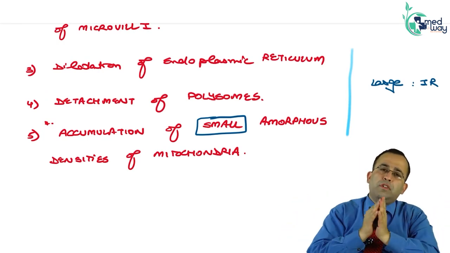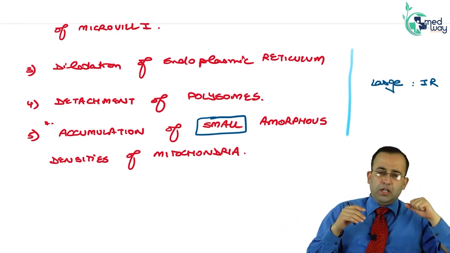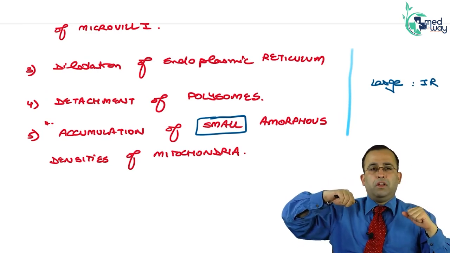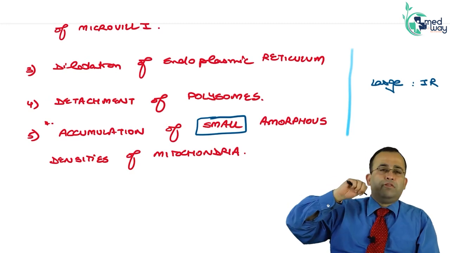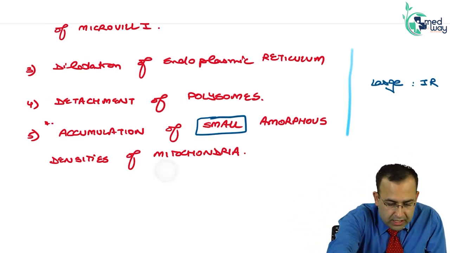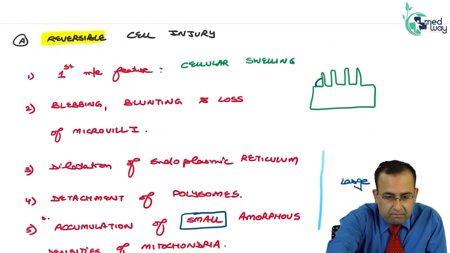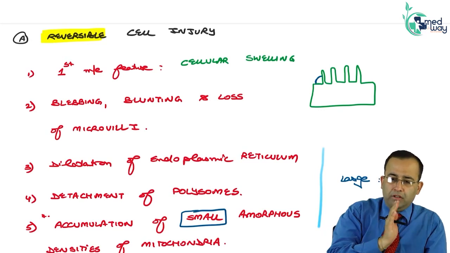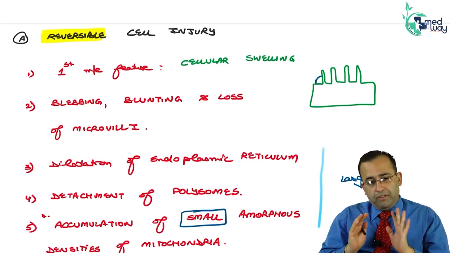Throughout MBBS, we always go for the worst case scenario. Small है तो reversible, large है तो irreversible. If nothing is written, we'll go for irreversible cell injury. Next point. So these are the microscopic features of reversible cell injury. A very, very important slide.